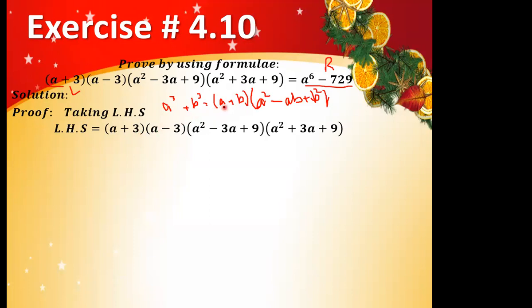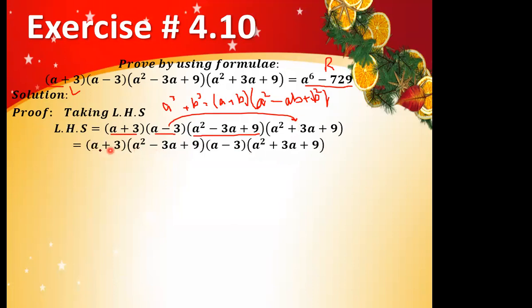If you talk about a plus b, this could be our a plus b, and for this a square minus ab, it will be this one. Similarly, if you have a minus b, for this you will require this thing. So first you arrange it just like this: a plus 3 multiplied by a square minus 3a plus 9, and a minus 3 multiplied by a square plus 3a plus 9. Why are we arranging it? Because we have to fit it into this formula.